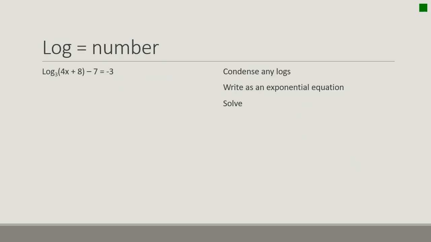Now when I've got a log equal to a number, I can't set them equal to each other. So what I've got to do is isolate that log. So I'm going to condense any, and then I'm going to isolate. So I'm going to add 7 to both sides here. So I get log base 3 of 4x plus 8 equals 4.